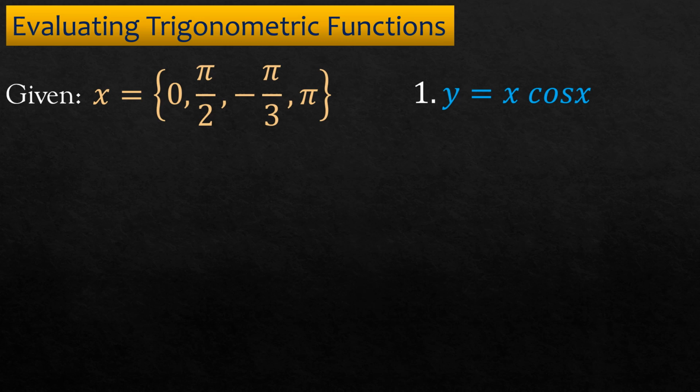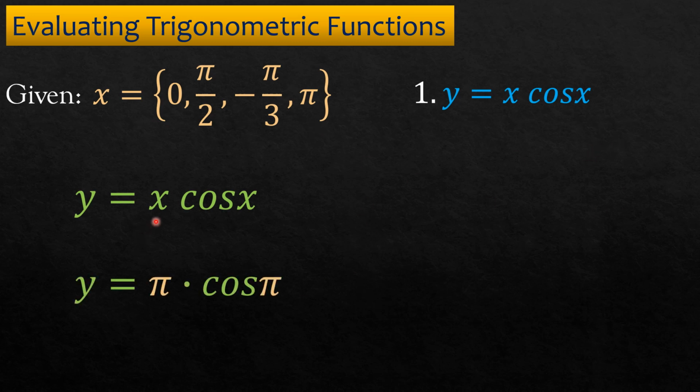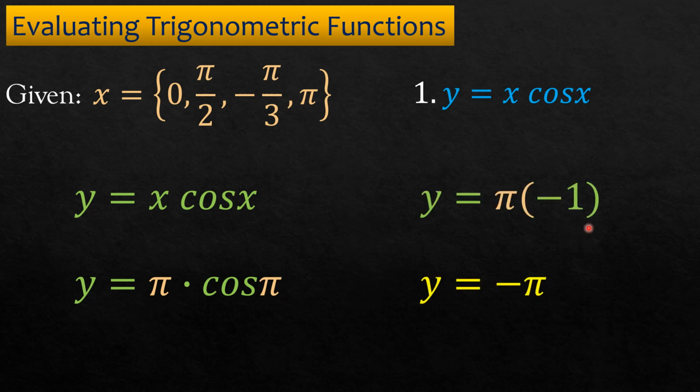So when x is equal to pi here, then with the same given, we let x be equal to pi. So we have pi times cosine pi, and cosine pi is equal to negative 1. So negative 1 times pi is negative pi.